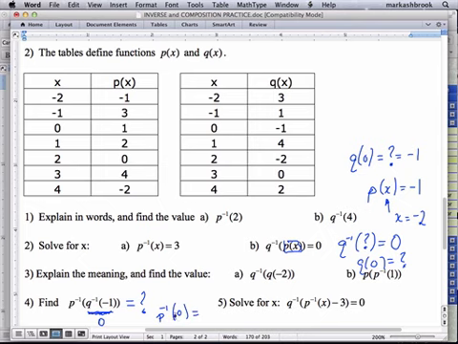Is that the input or the output of P? Of regular P, it's the output. Right. Regular P, it's the output. So therefore, this is the input of P that would output zero, right? Which is? Two.